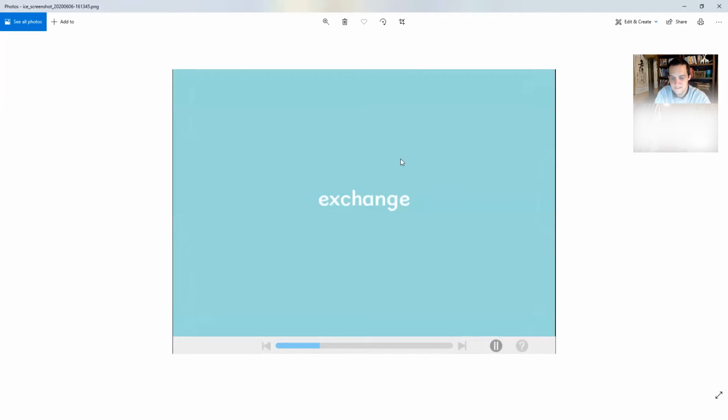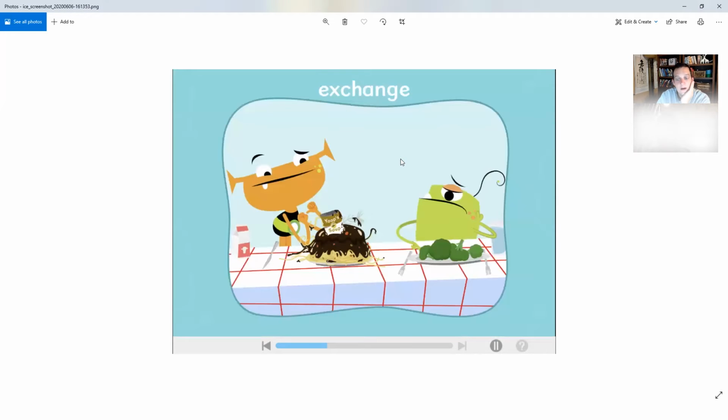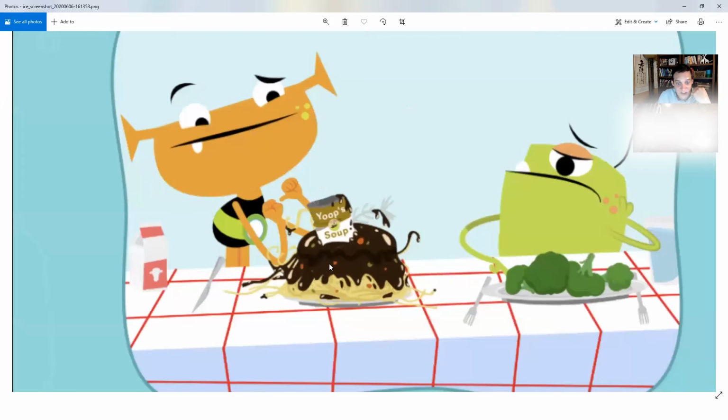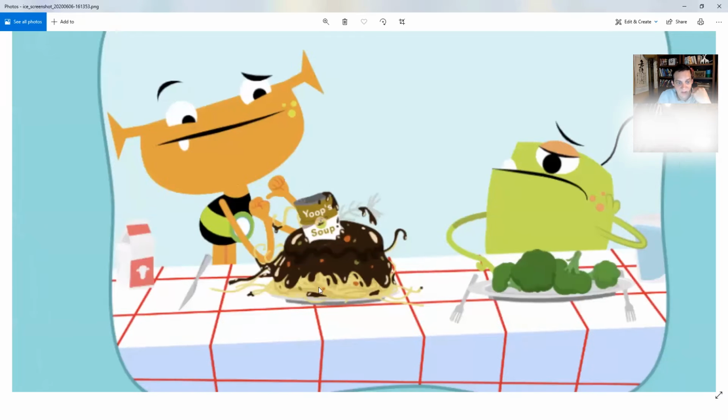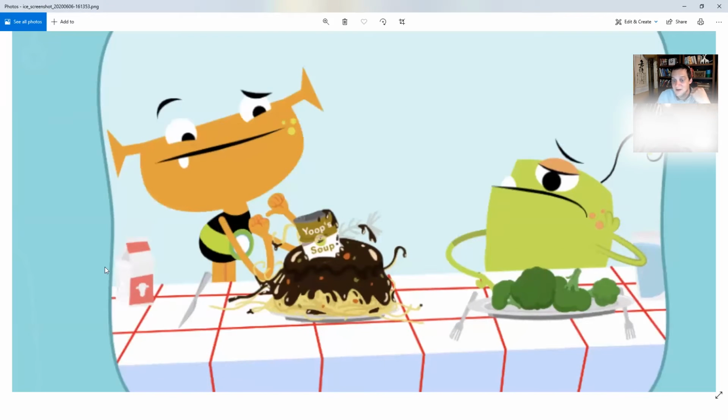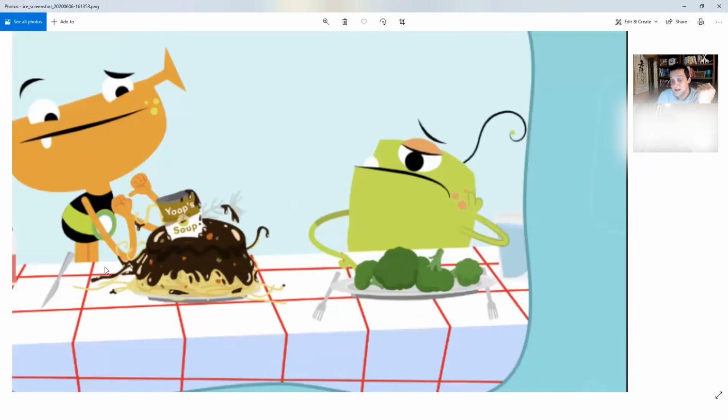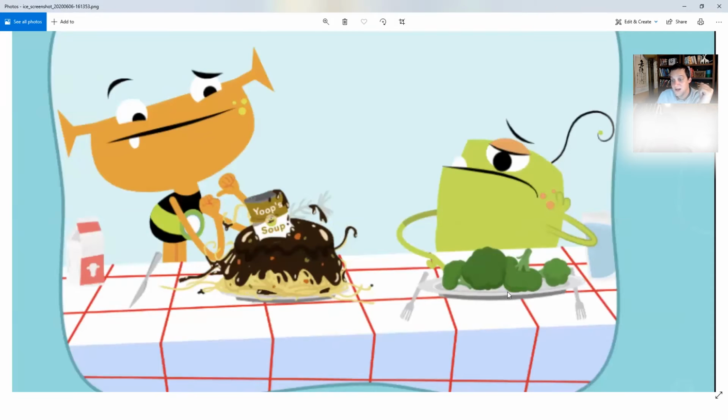Then we have this one here. What's this? Exchange. Yeah, remember, exchange means to trade one thing for another thing. So here, the orange monster's got his little noodles, some kind of spaghetti with something. I don't know, what is that? Like fish and something. It doesn't look very good. And then you've got the green monster. The green monster has broccoli. Broccoli, yum. Who doesn't like broccoli?